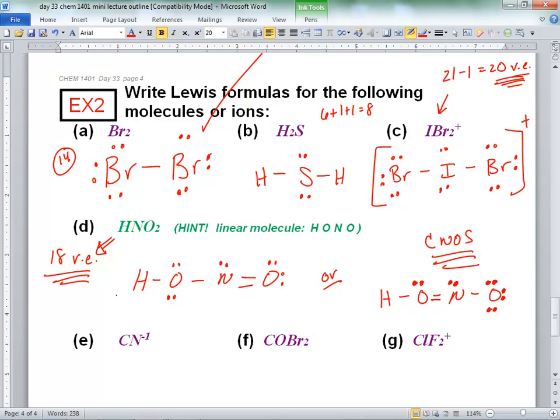CN minus 1. So the negative 1 plus negative 1 and you get 10? Yes, so you have 10 total. Good. On cyanide, you're going to have 10 total. Oh, okay. Here: 4 plus 5 plus 1. 10 valence electrons.